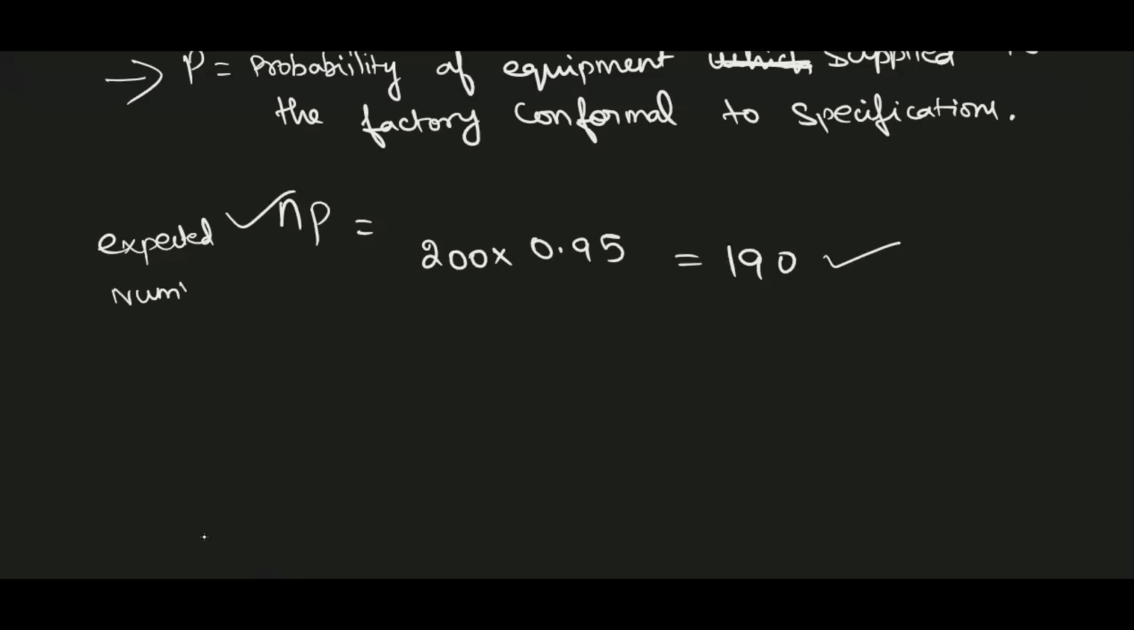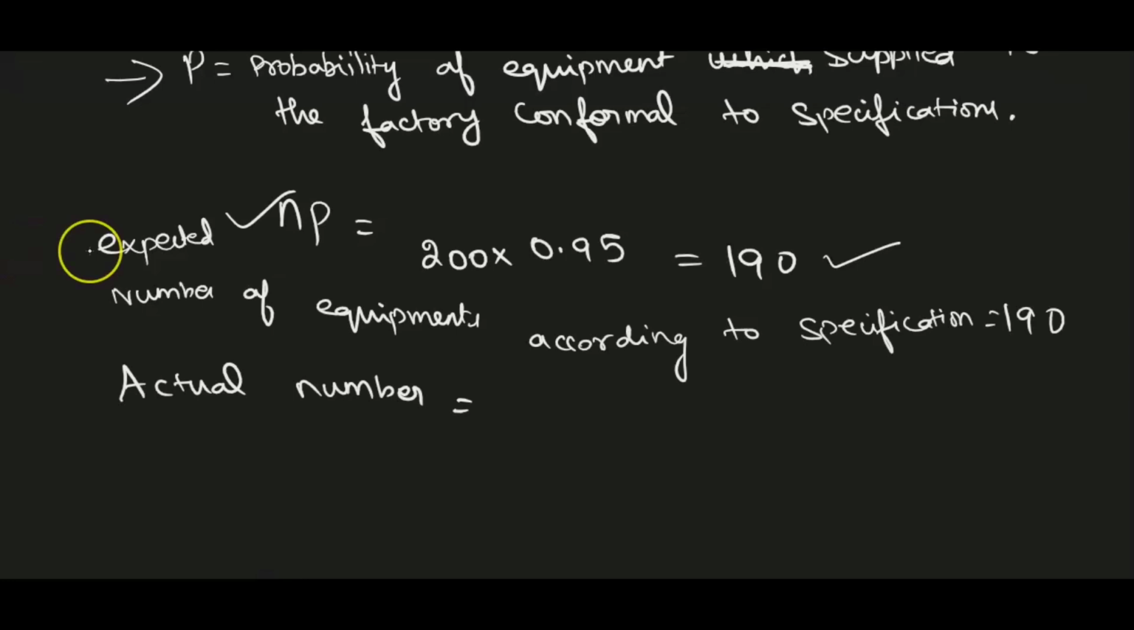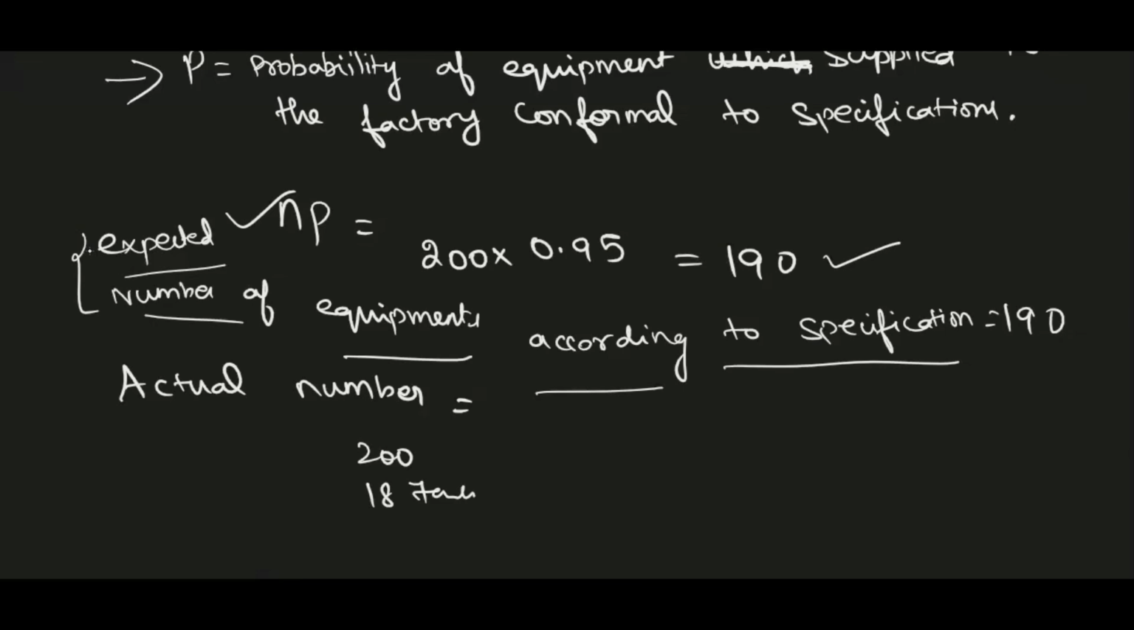Expected number of equipments according to specification. I have written the same thing. Expected number of equipments according to the specification, it should be 190. But actually how much? If we check in the total of 200, 18 were faulty.